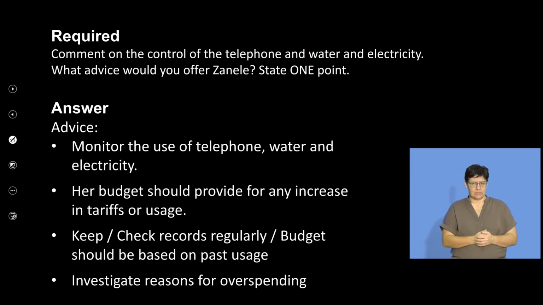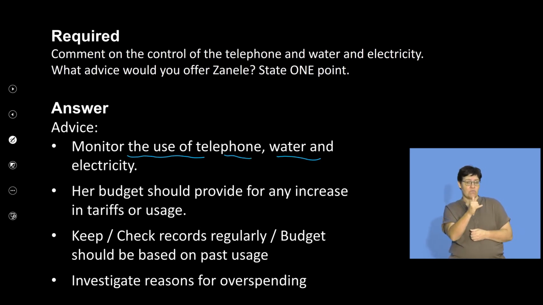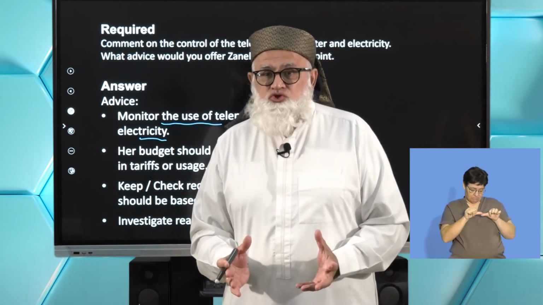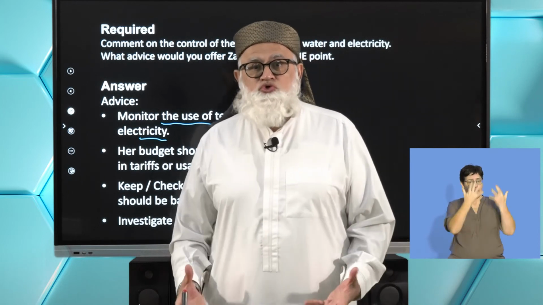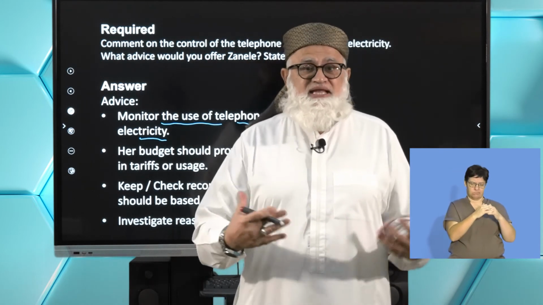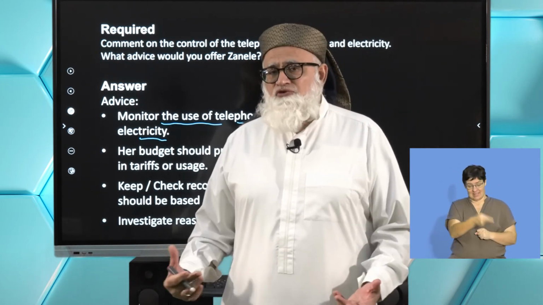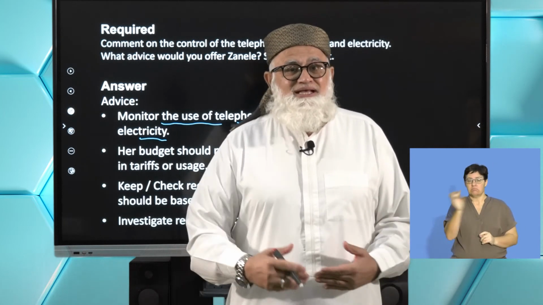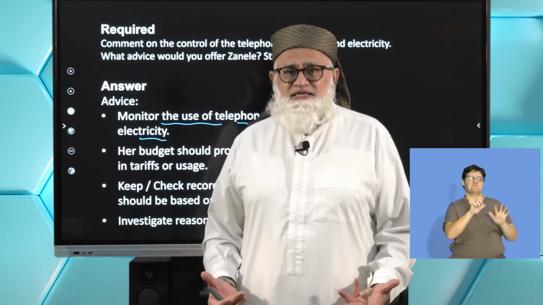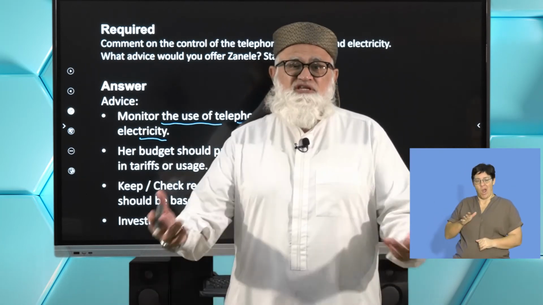One, monitor the use of the telephone, water, and electricity. It is very important that we have controls in place to ensure that we stick within the budgeted amounts. Obviously, when we budgeted those amounts, we took into consideration everything that we needed to. However, there may be certain items that we did not consider. For example, a sudden increase in electricity tariffs. Okay, you may have budgeted for a 5 or 7% increase, but there was suddenly a 15% increase.